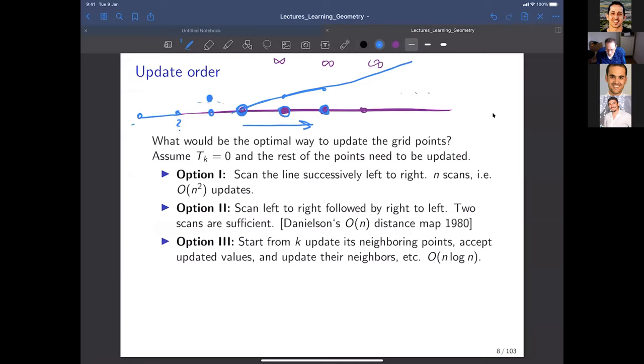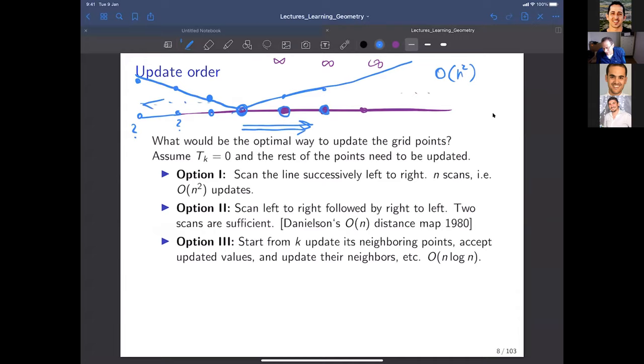Now assume that I continue another iteration left to right. What happens now is that this point would be updated. And in fact, what I would need at the end of the day is order of n squared scans. I would need at least n squared in order to propagate all the information from the zero to the left.